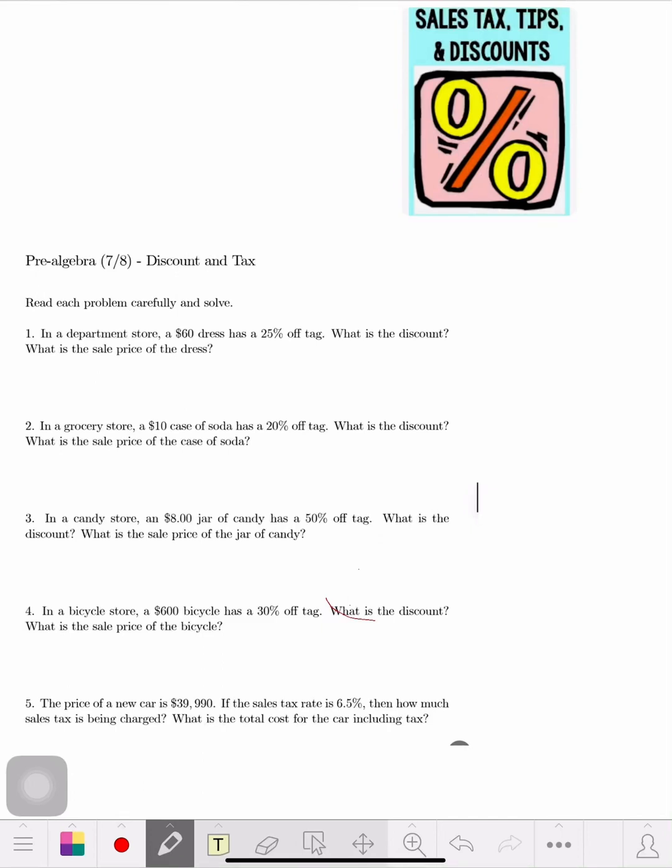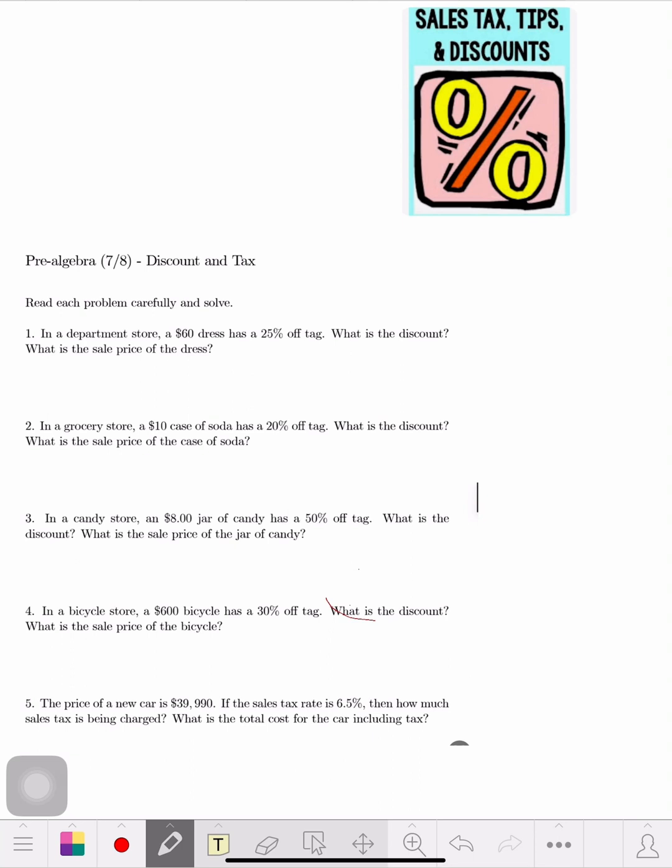The lesson we're going to have today is on sales tax, tips, and discounts. This is discounts and tax, okay? So we'll start with the first one. Now it starts with: read each problem carefully and solve. So read the problem carefully, okay?